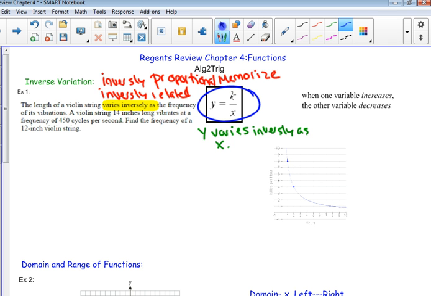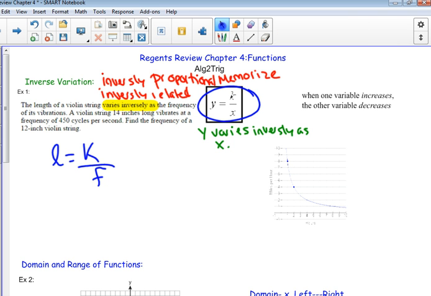So what do you guys think is the y? What could we represent that as? It's not y varies inversely as x, it's the length of the violin string varies inversely. Yeah, is it the length of it? Yeah, it's L. Good. So L equals K over, well, the next part is as the frequency of the vibration. So we do F, frequency, whatever, just something to represent that second part. So we have the length varies inversely as the frequency.